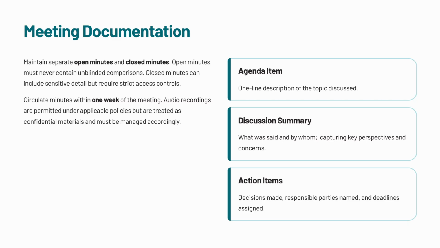At a minimum, the minutes should capture the agenda items discussed, a concise summary of the discussion and key concerns, and a clear list of action items, including who is responsible and when those actions are due. Audio recordings, if allowed, should be treated the same way as any other confidential oversight material.